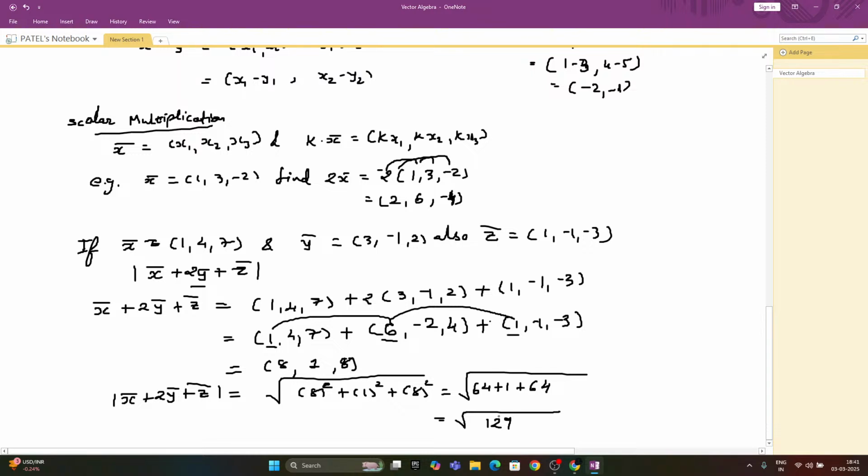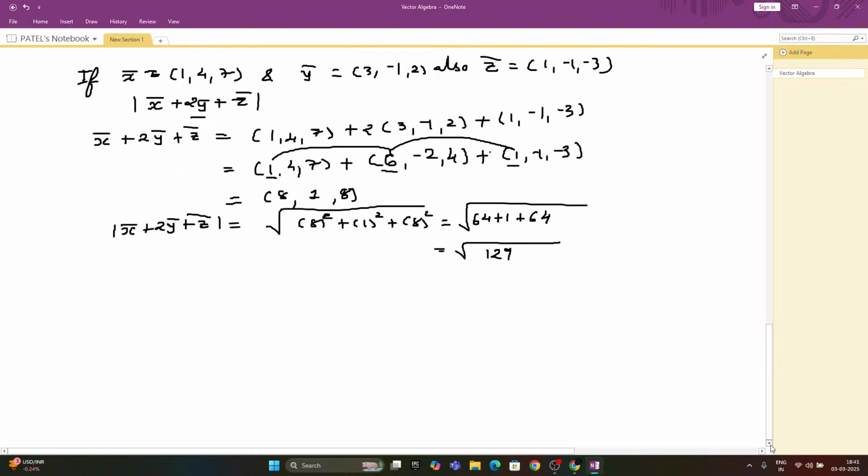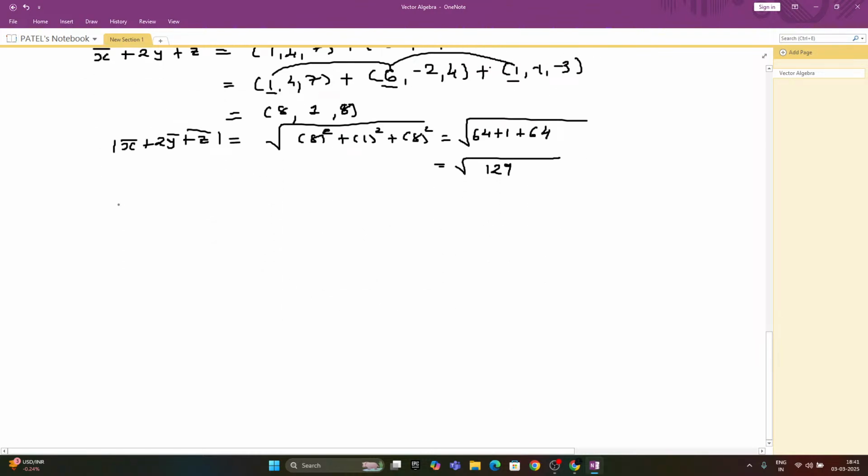Then this is called the mixture form of vector. Now we are going for the multiplication. Multiplication has two types. One is dot product and the second one is cross product.